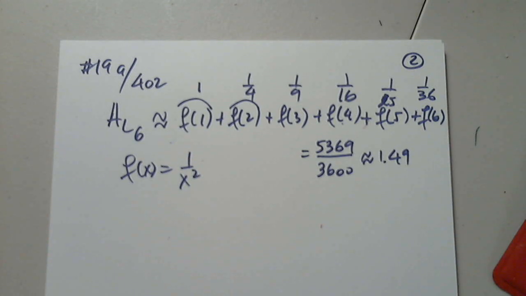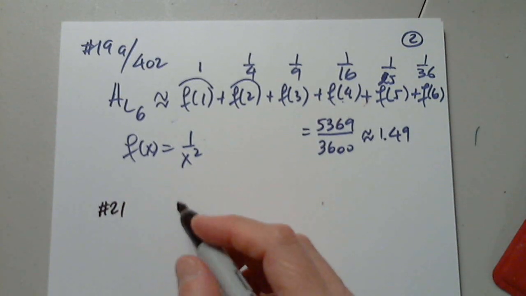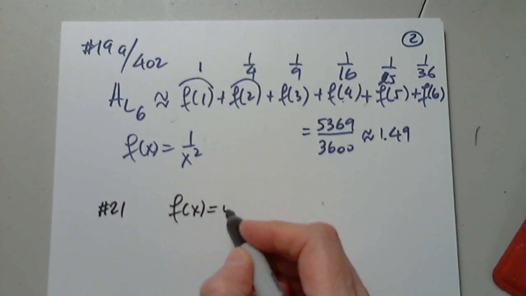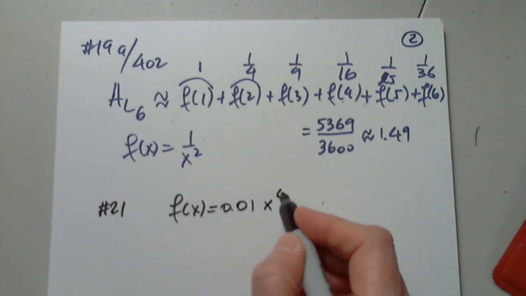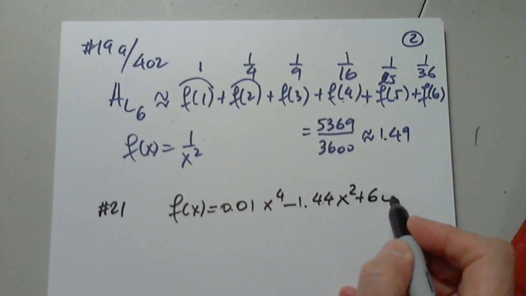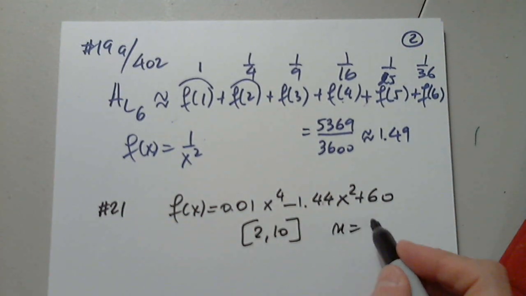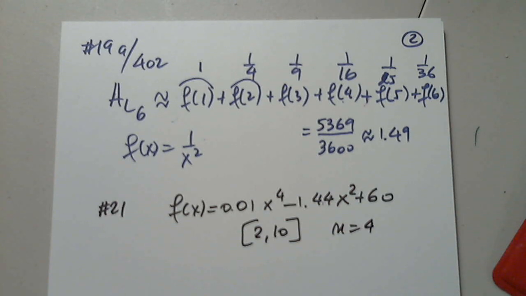Do you feel like working on another problem like this, with approximating the area under a graph? Yes, please. Okay, very good. So let's look at 21. 21, we are given f of x equals 0.01 x to the fourth minus 1.44 x squared plus 60. They're giving us the interval 2, 10, and they want us to use 4 subintervals.